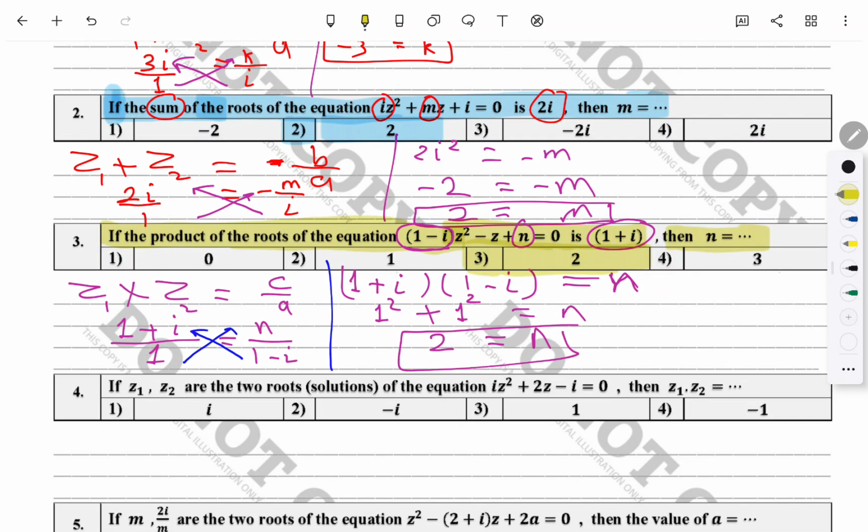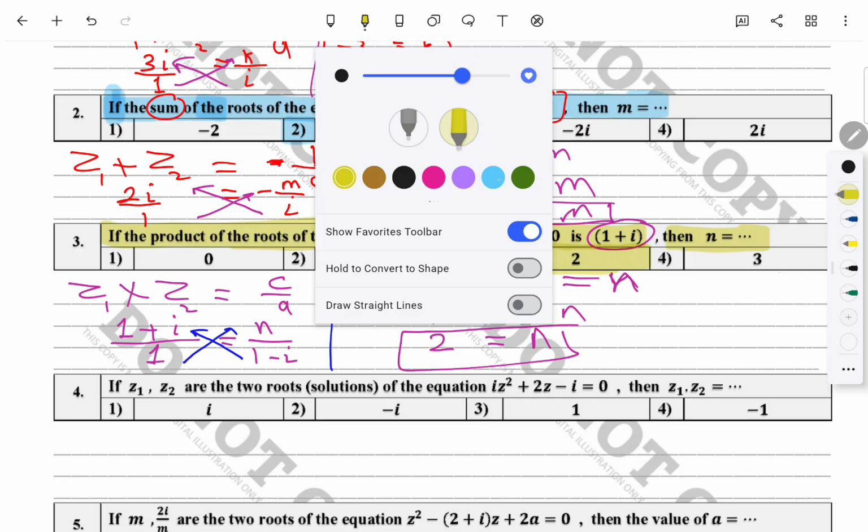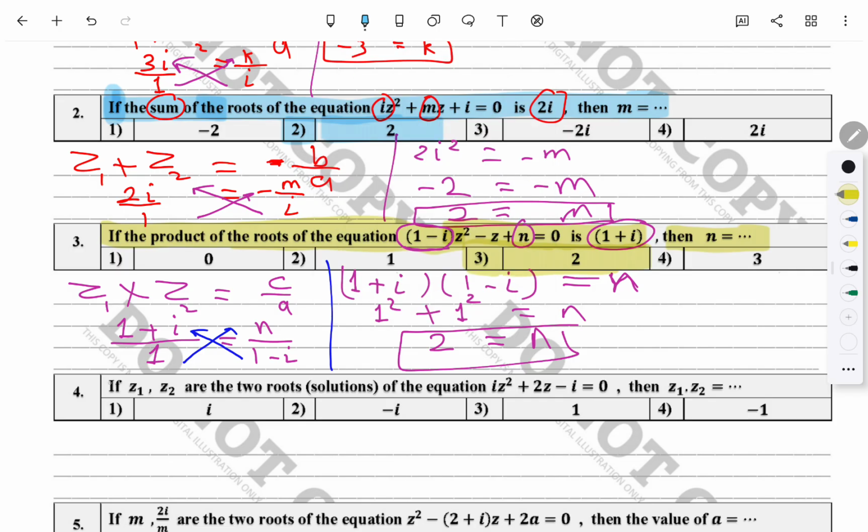In number 4, we can see that we have z1 and z2 are the two root solutions of the equation, and then he is asking you to multiply them. So you can use easily the product rule.